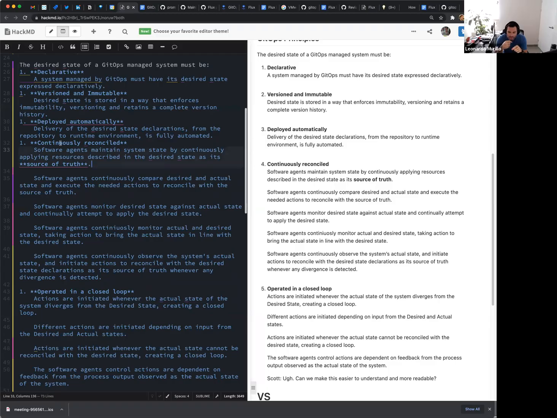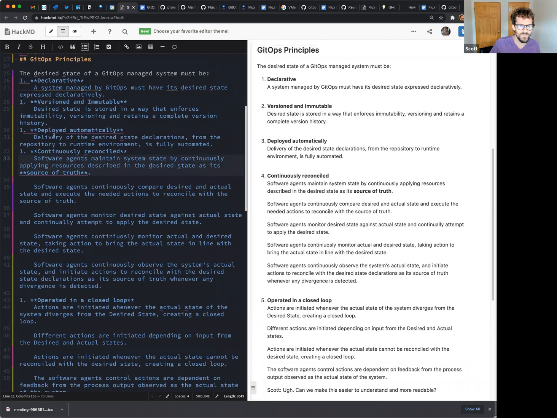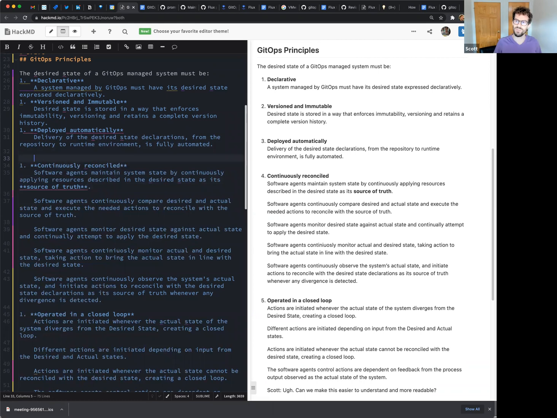So the word sync would replace delivery in the detail of the principle. So instead of saying delivery of the desired state declarations, it would say synchronization or syncing of the desired state declarations is fully automated. Like which word? So basically deployed automatically. Basically something like this. It's really not a big change.